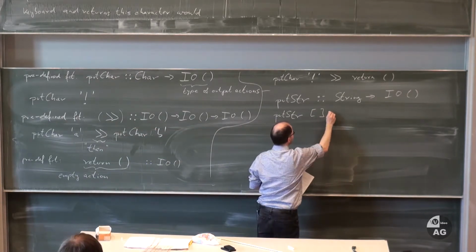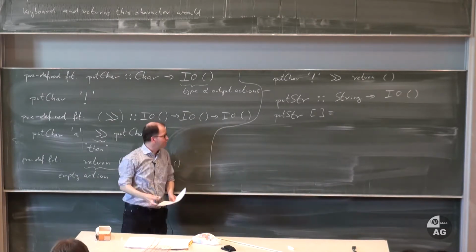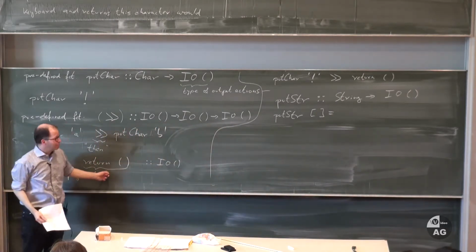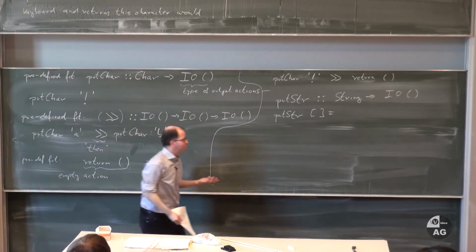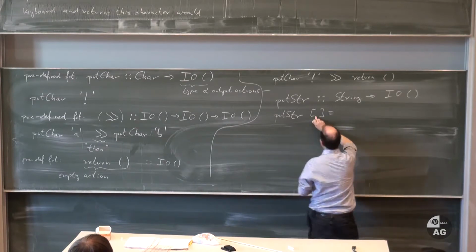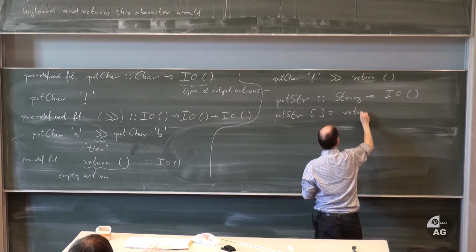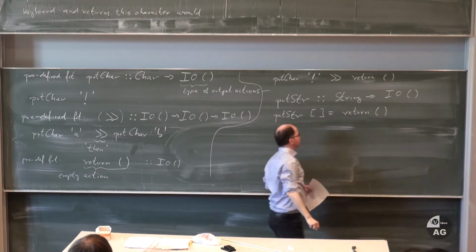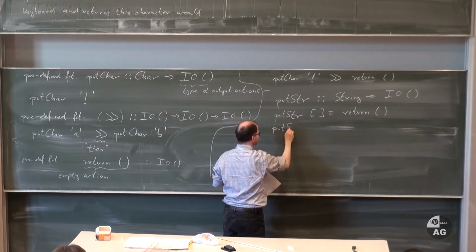If the list is empty, what should happen? Return empty tuple. So this empty action is useful because as soon as we have recursive definitions, it's really nice to have something for the empty action. So if we have to print the empty string, well, then there's nothing to do. So then we use this empty action.